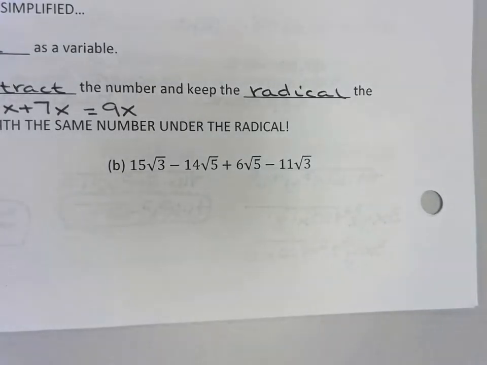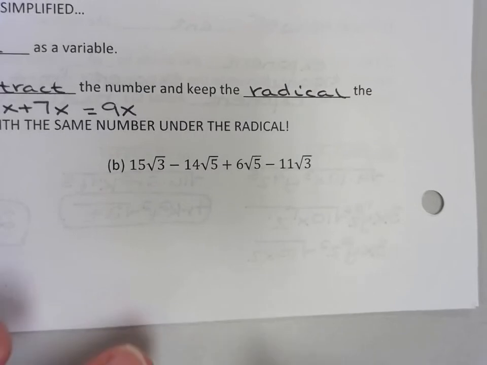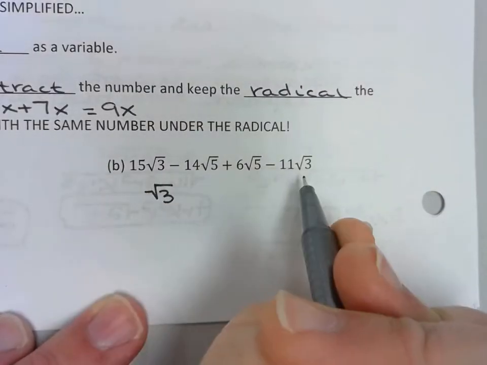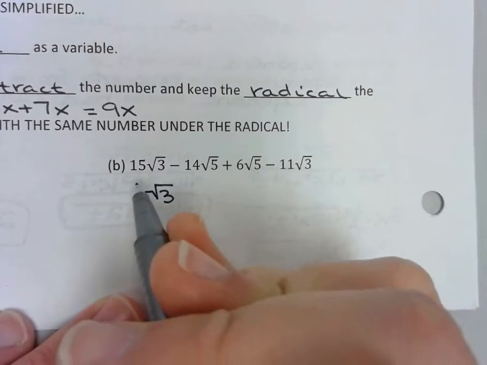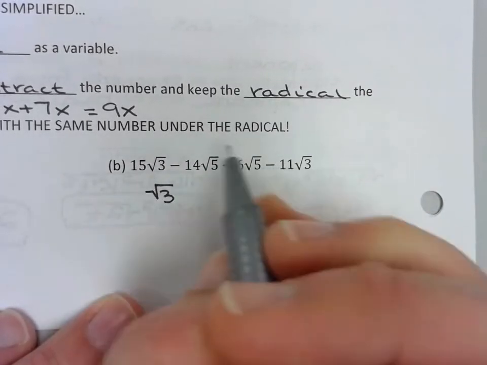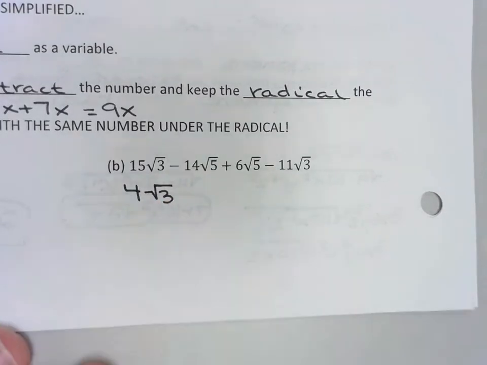As I look at this, the first thing you want to check for is to see if all the square roots are simplified. Square root of 3, I cannot simplify more. Square root of 5, I cannot simplify more. I can only combine them if they have the same number under the square root. So this is 15 square root of 3 minus 11 square root of 3. You just subtract the numbers out front. 15 minus 11 is 4. You keep the radical the same. So 4 square root of 3.